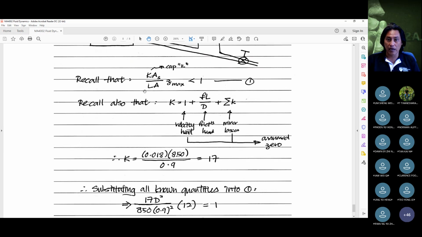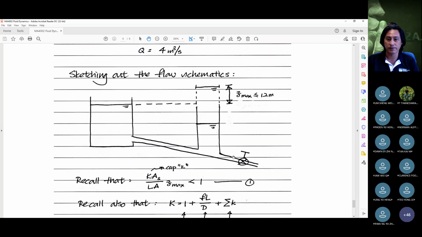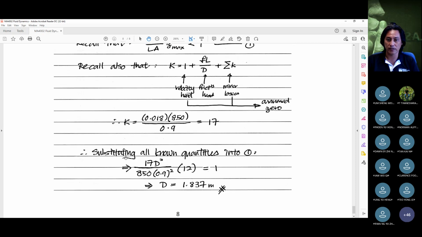And we know what's L. L is given as how long? 850 meters. Okay. And I'm quite sure we know how to find out the area of the pipe because we know the diameter of the pipe. So let the diameter of the surge tank be D. After plugging all these in, we can construct this expression. After you work things out, the maximum value of D, I set it equal because I want to find out the maximum value of D. The maximum diameter of the surge tank can be worked out rather easily based on this first estimate expression. D should not be greater than 1.837 meters.